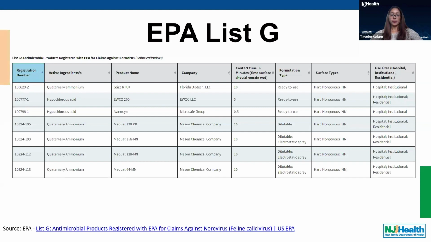So here we see the table, and some of the information that you can find here include the product registration number, active ingredients, the product name, the company that produced the product, the contact time, which I had mentioned earlier, is the time needed for a product to remain wet on a surface to kill the desired germ, the formulation type, the types of surfaces on which the product can be used, as well as the use sites.